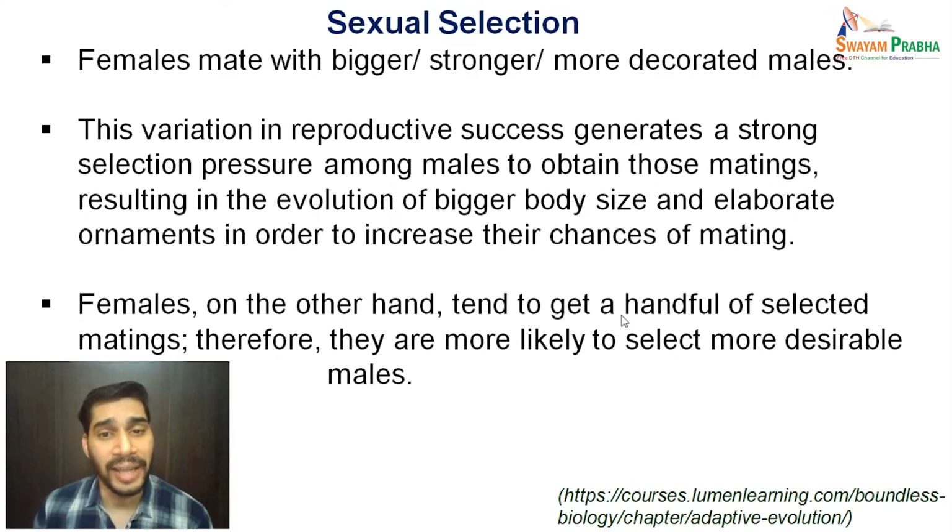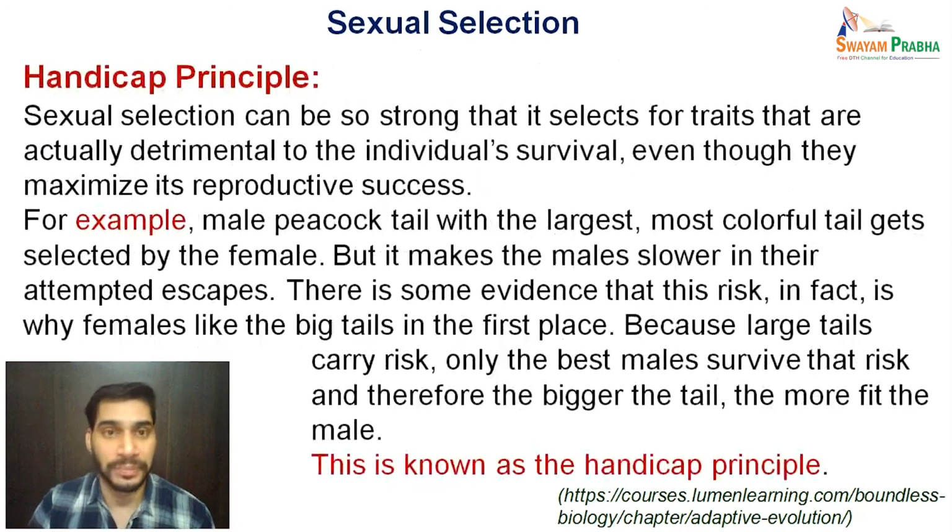Females, on the other hand, tend to get a handful of selected matings. Therefore, they are more likely to select more desirable males. So this is how sexual selection acts as a force of evolution.